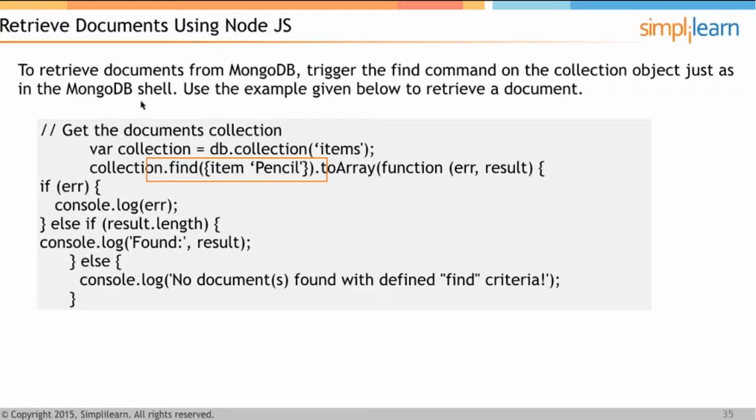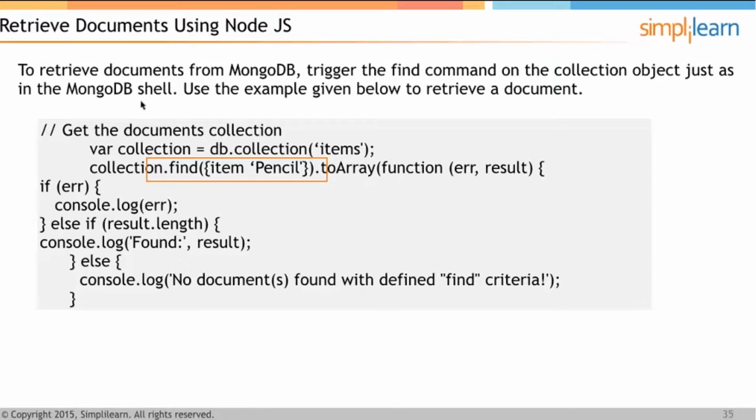The way I used to do it over there, db.orders.find, I used to specify some parameters inside. Same thing I'm doing, but instead of the db, which used to connect to the MongoDB instance, I'm using collection here, which internally is connecting with the db. So collection.find, item is pencil, .toArray.